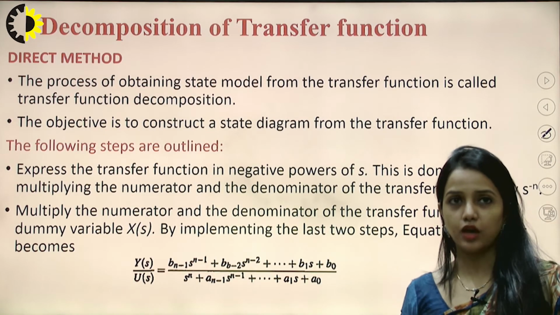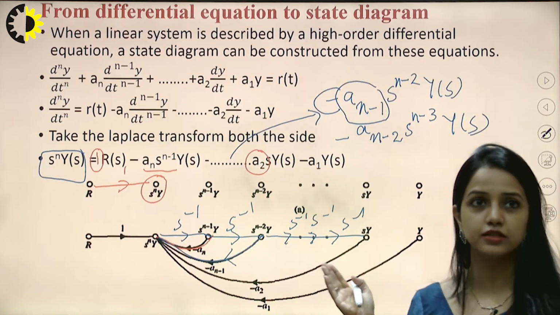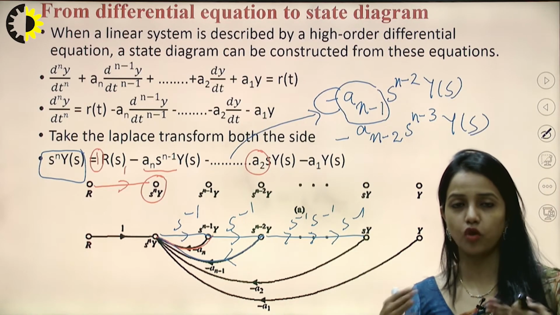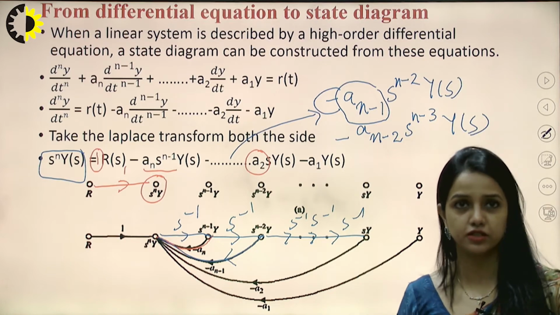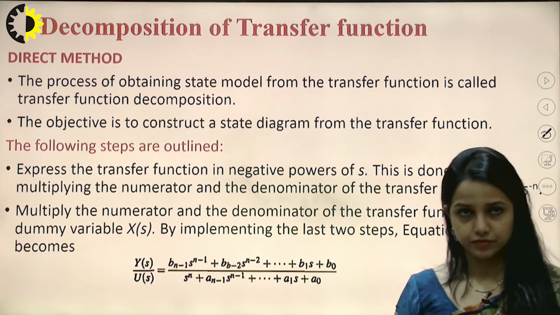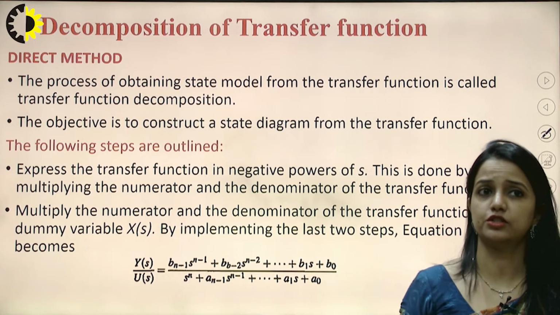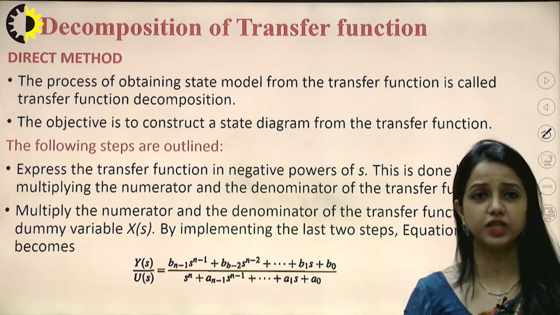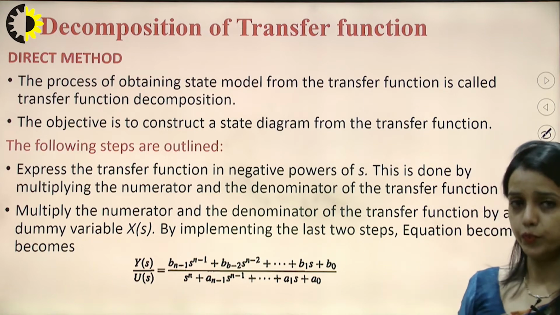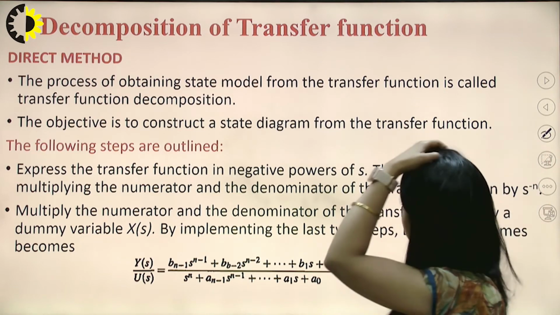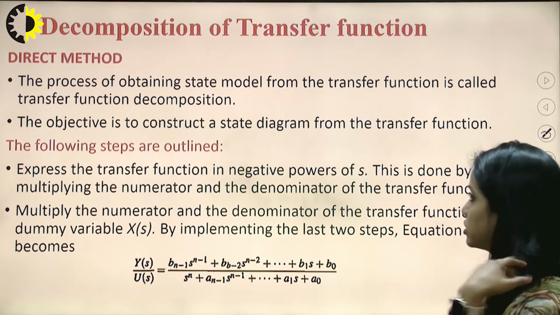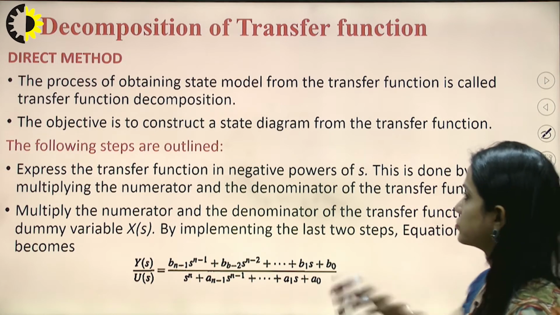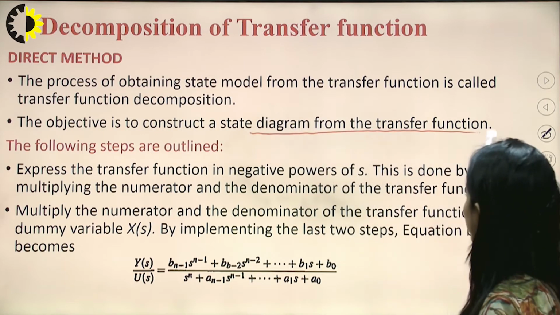Now, this is how we have studied to realize a differential equation as a state diagram. We have tried to form a signal flow graph out of a differential equation. Now, decomposition of transfer function. The direct method which we are going to study is here. The process of obtaining a state diagram from the transfer function is called transfer function decomposition. The objective is to construct a state diagram from the transfer function.